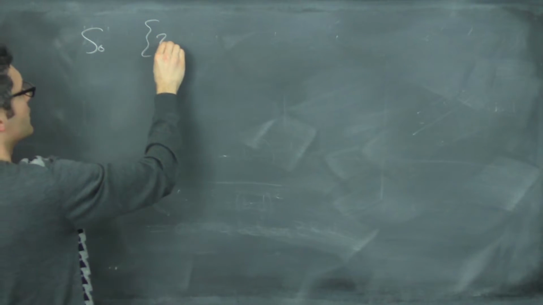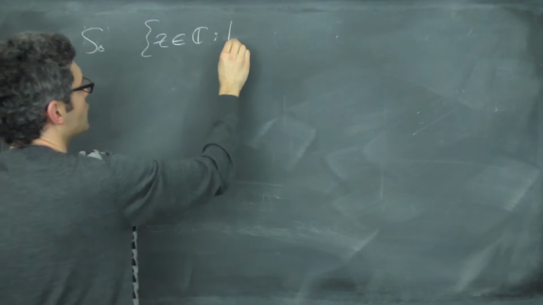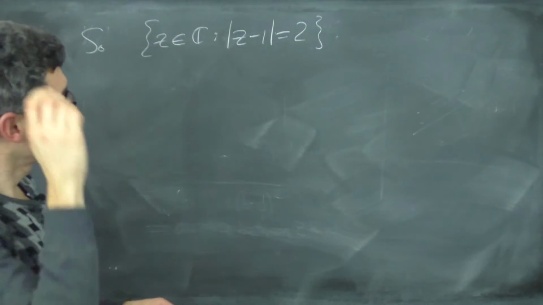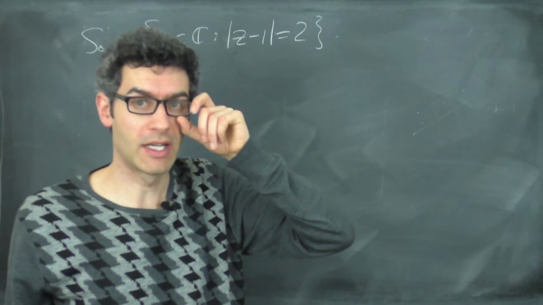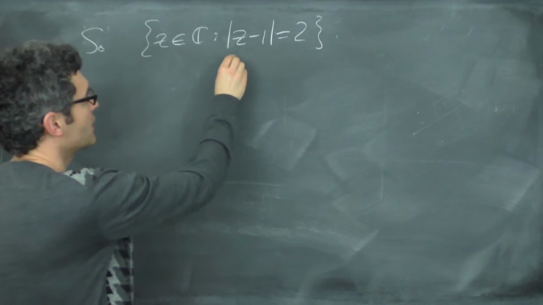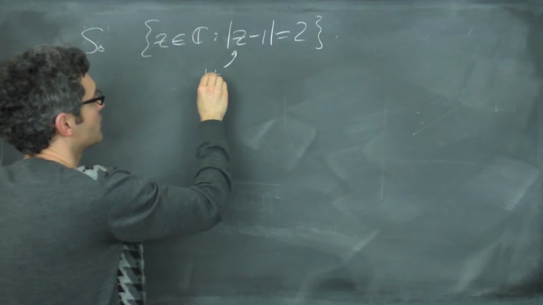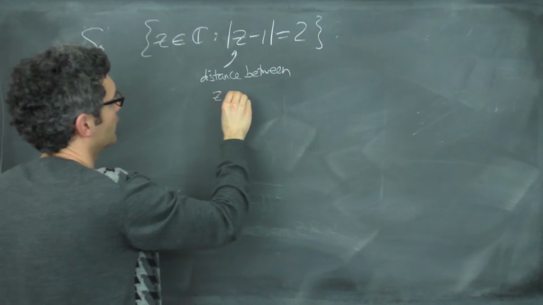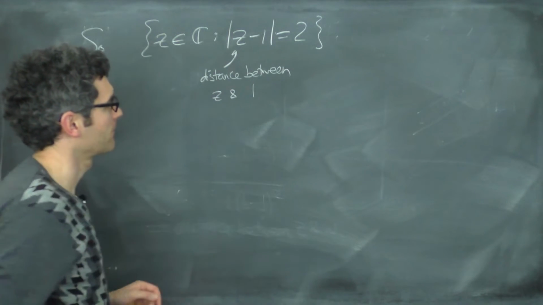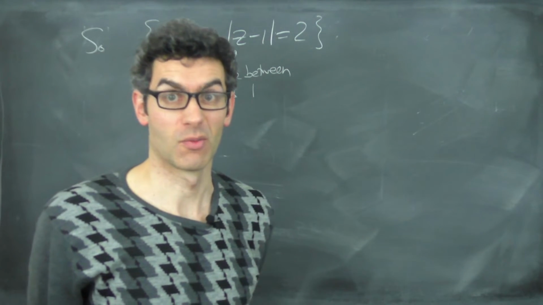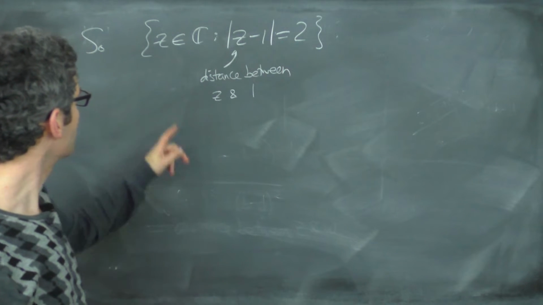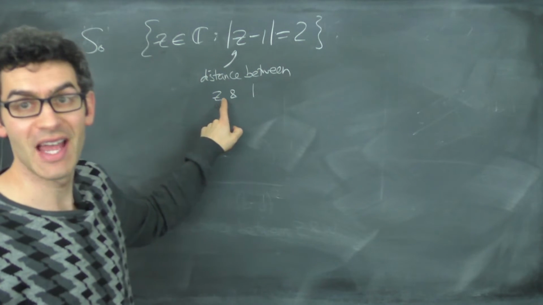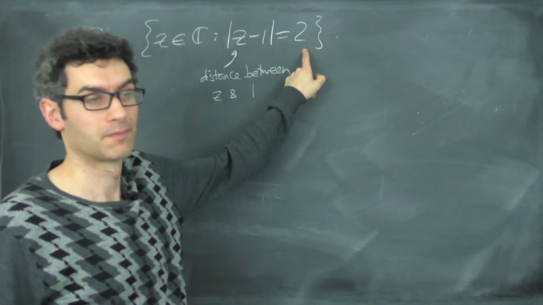So this thing, z in C, such that modulus of z minus 1 is 2, well, we know what the modulus of z minus 1 is now in terms of pictures. This thing is the distance between z and the number 1. Here, w, if you like, is just 1. So this says the set of all complex numbers z for which the distance between z and 1 is 2.